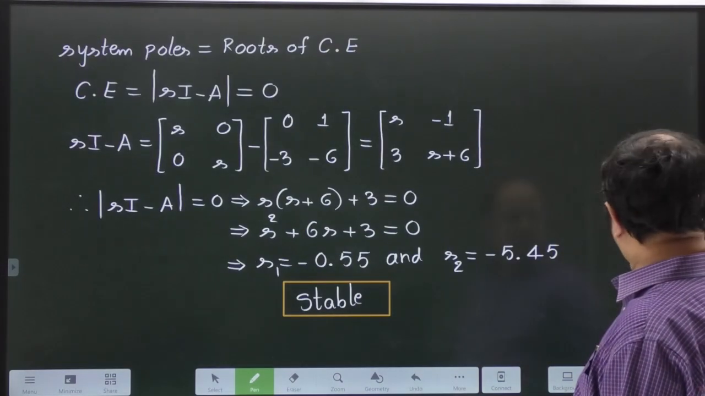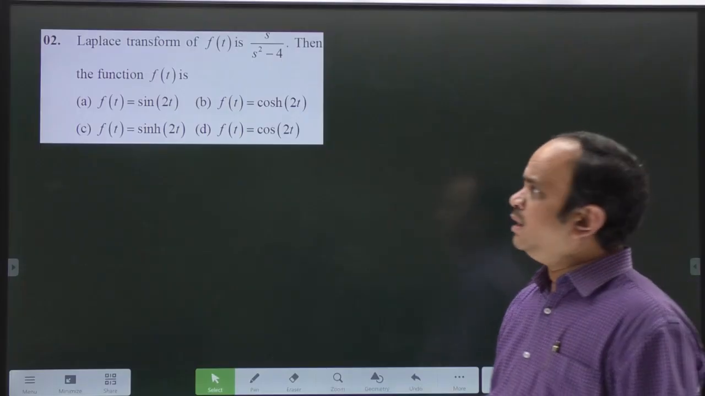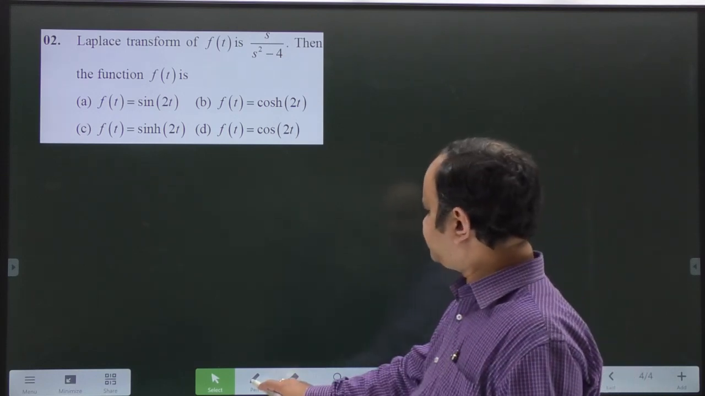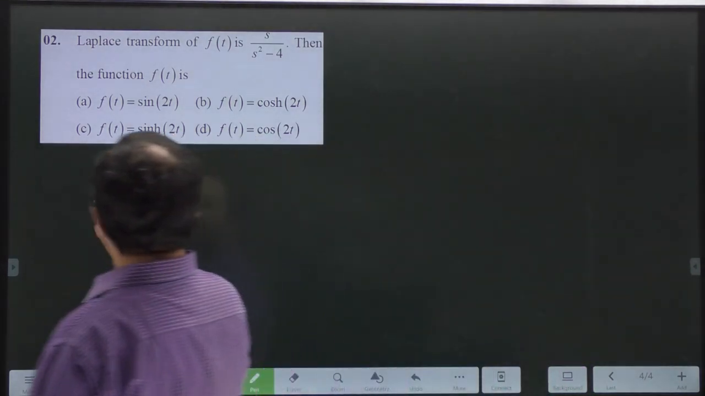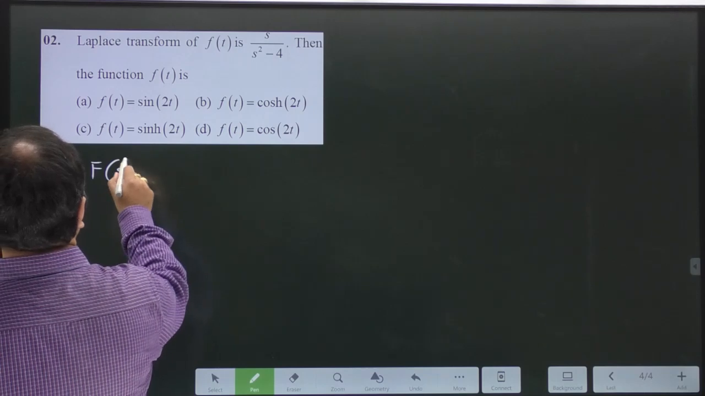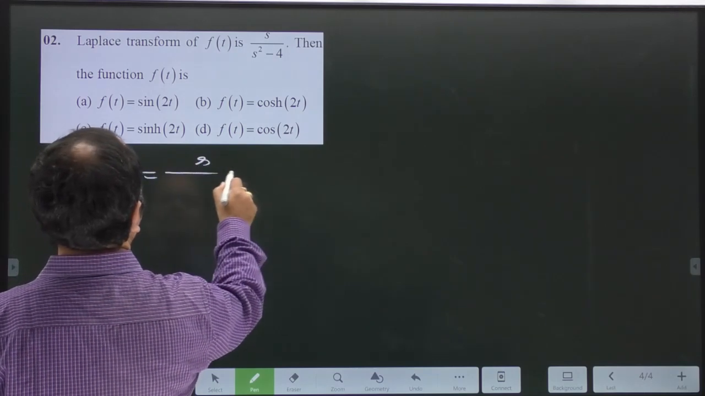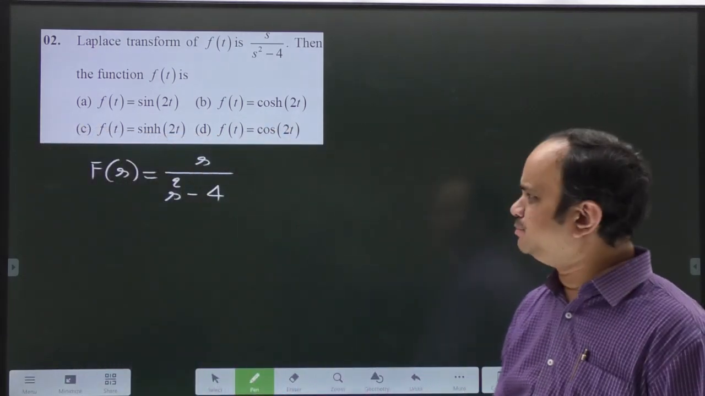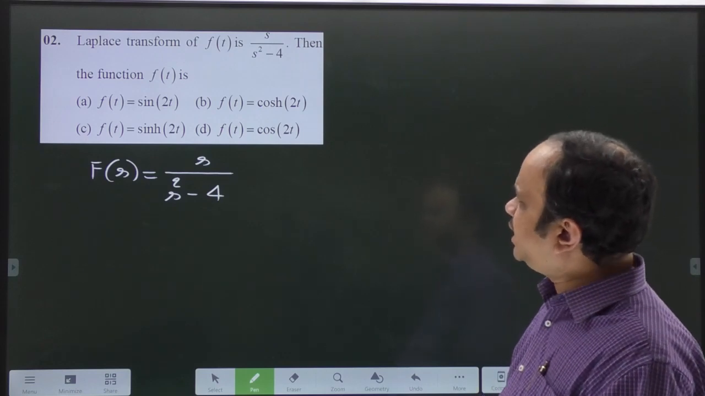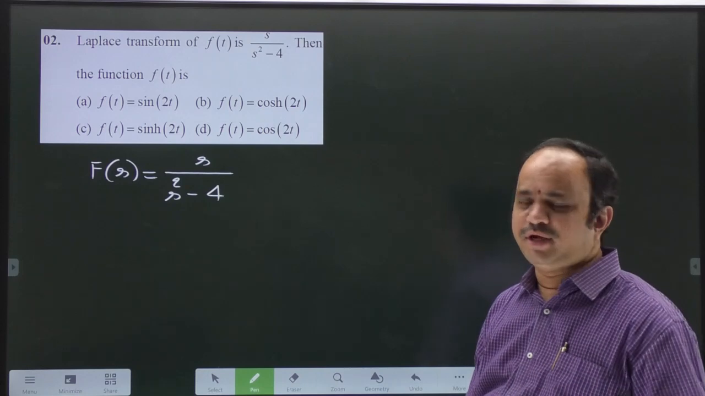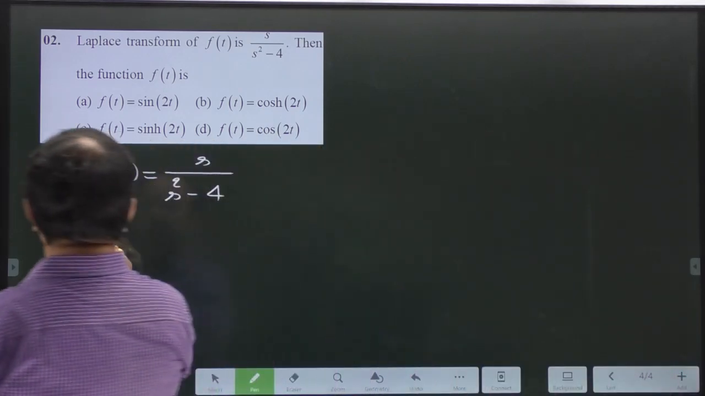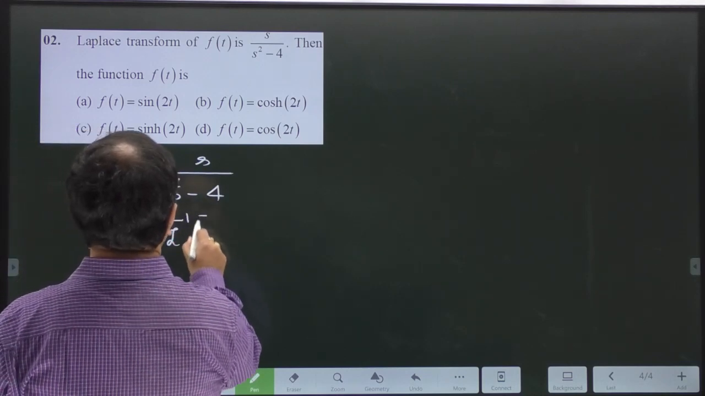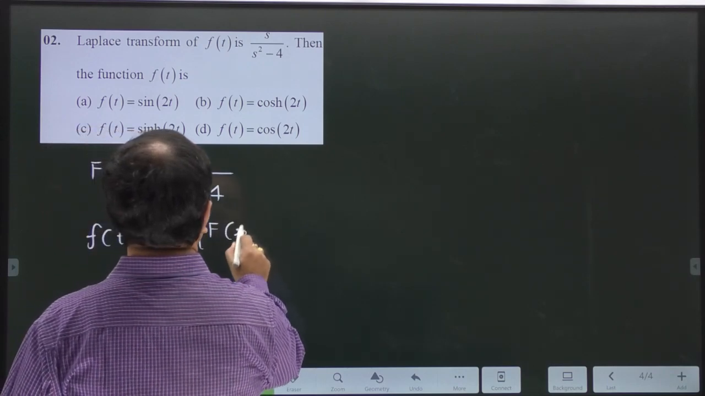Now let us move to the next question. In this question, the Laplace transform of a function is given, that is, F of s is equal to s divided by s square minus 4. So it's a simple function. Then we need to find out what is f of t, that means the inverse Laplace transform. Therefore f of t is equal to the inverse Laplace transform of F of s.